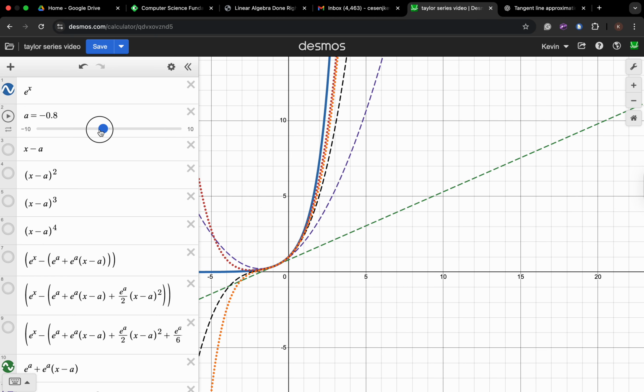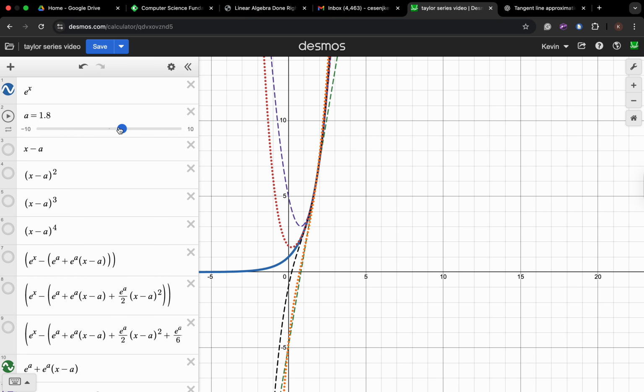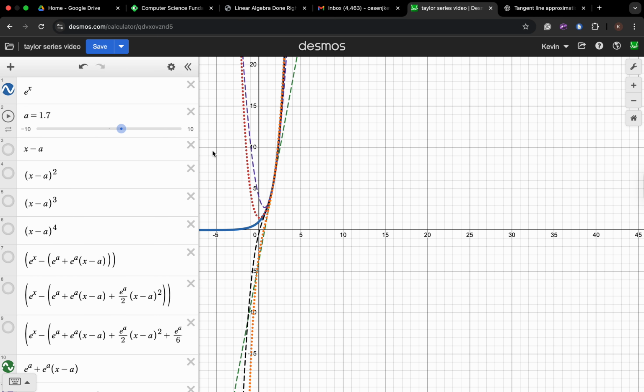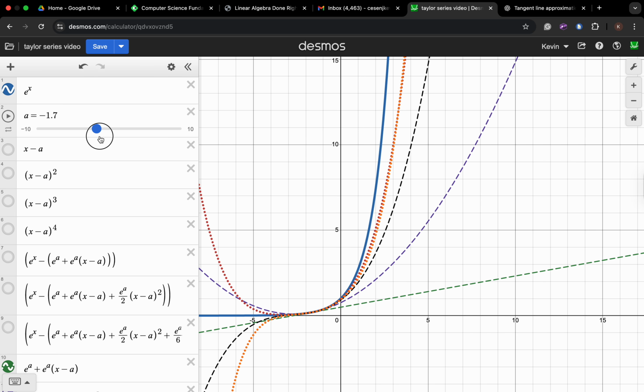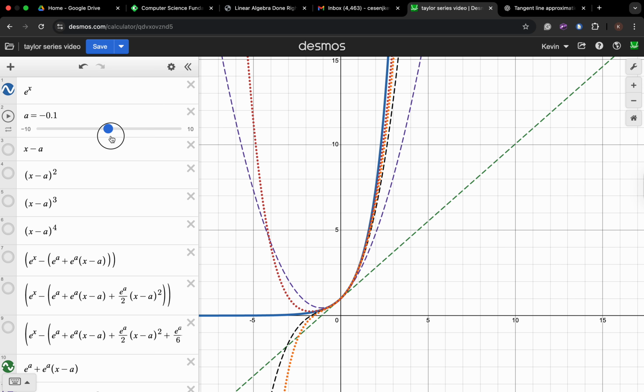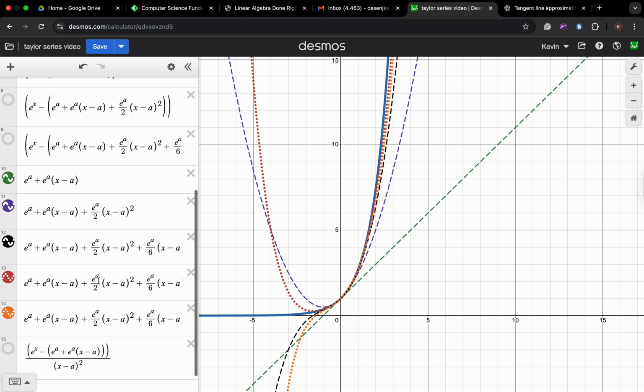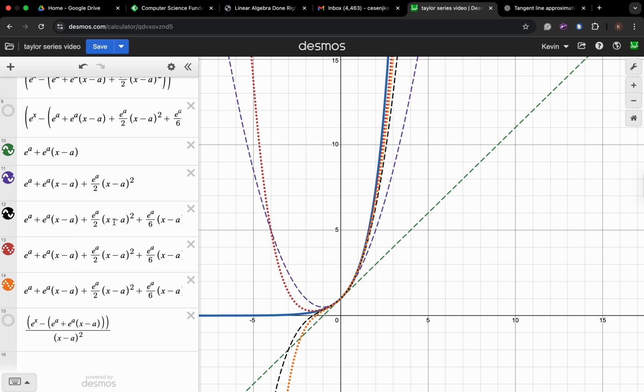We can expand this at any point, not just a equals 0. We can try to estimate this function at any point we want. I'm just choosing the point a equals 0, but you can do it wherever. And if you're wondering how I found these coefficients, like e to the a over 2, and then e to the a over 6, we're going to see that through error minimization. So what do I actually mean by that?